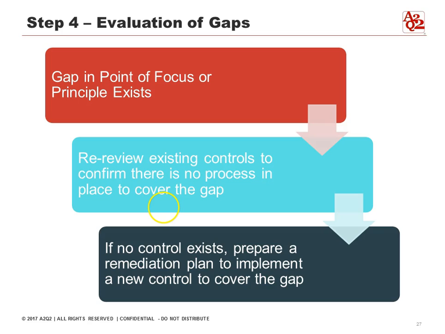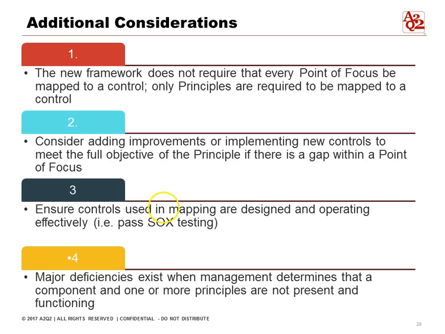And if no control exists, then prepare a remediation plan, either adding a new control that we can implement to cover that, or to see whether, for your particular company, you really need that point of focus. Or if the principle is already addressed, then maybe you don't need another control. But those are the 4 steps.